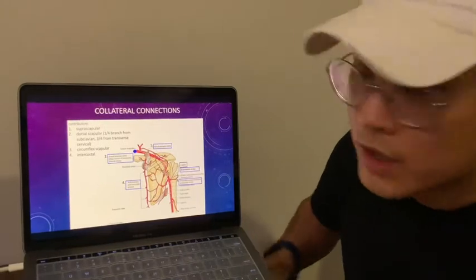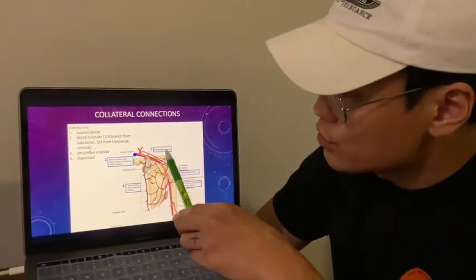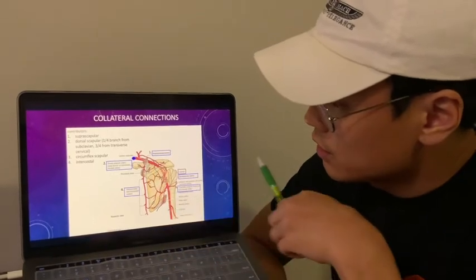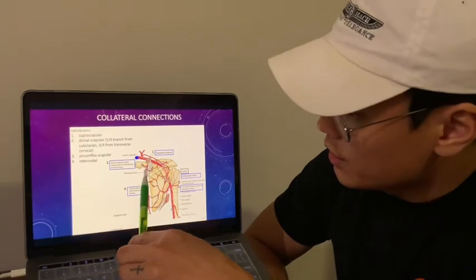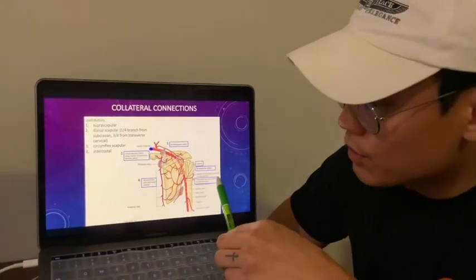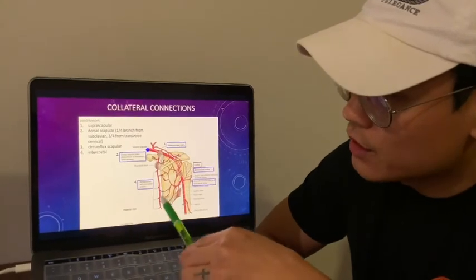Now, the contributors for the collateral connections of the scapula and the shoulder are the suprascapular artery over here. Then we have the dorsoscapular artery over here. And we have the circumflex scapular, which is over here. And lastly, we have the intercostal arteries.